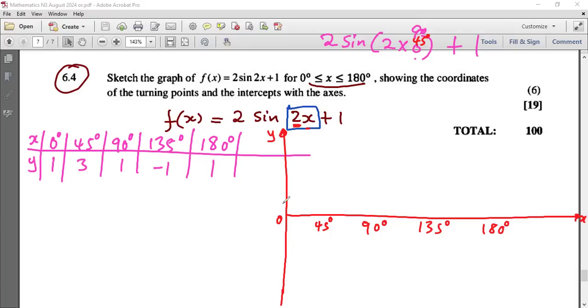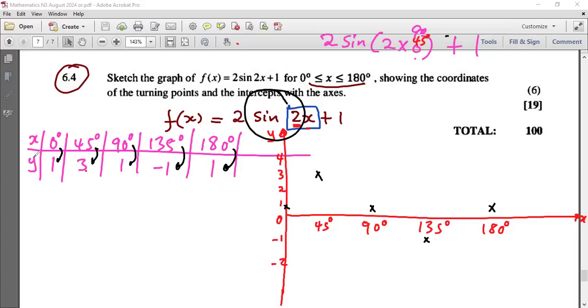So let's mark our points. Before that, we need the maximum value, which is what? 3. So that'll be like 1, 2, 3. Maybe up to 4, minus 1, minus 2. So we're going to mark our points. That's 0 versus 1, it's here. 45 versus 3, somewhere there. 90 versus 1, somewhere there. 135 versus minus 1, somewhere there. 180 versus 1, somewhere there.